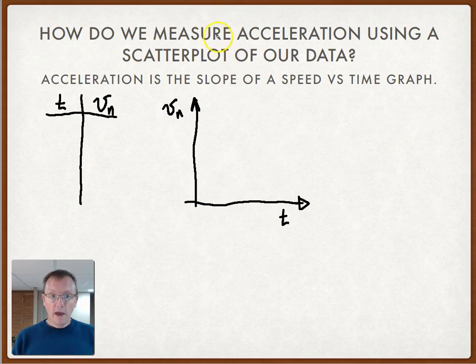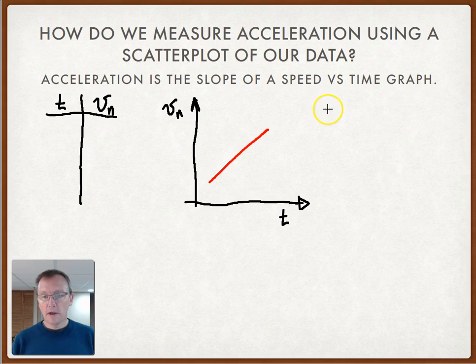So if I had a graph that looks like this, that's my best fit line, you can see that the speed is increasing as time goes on. What we would say with the speed is increasing is that it must be accelerating. How can we figure that out?